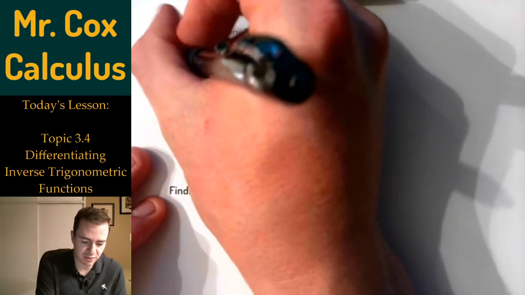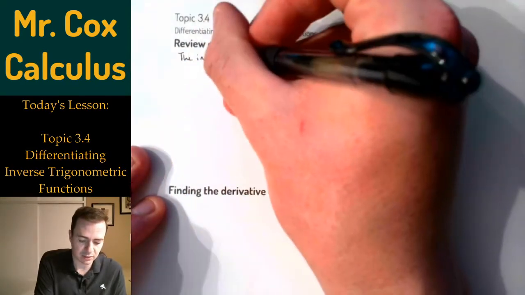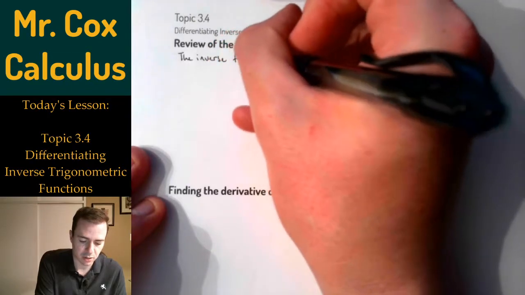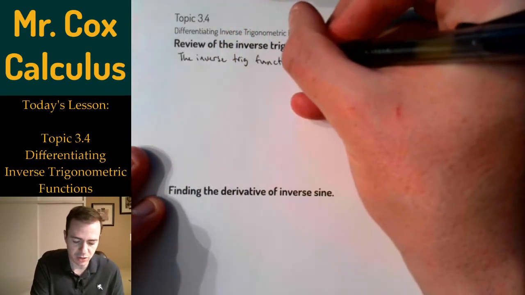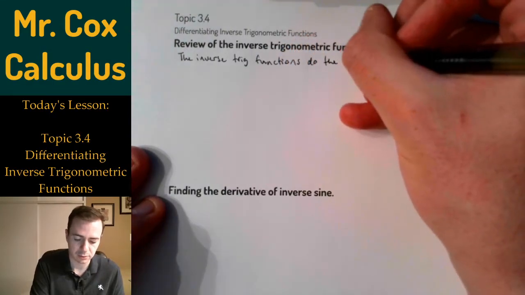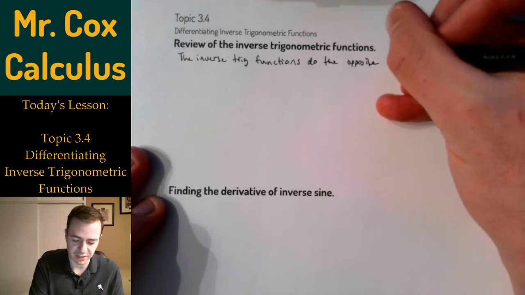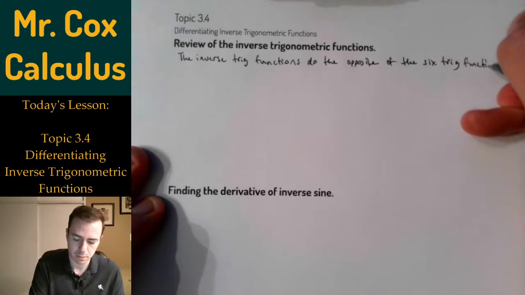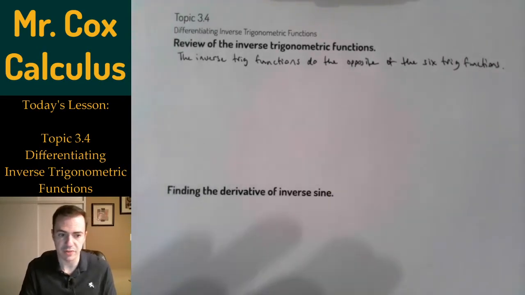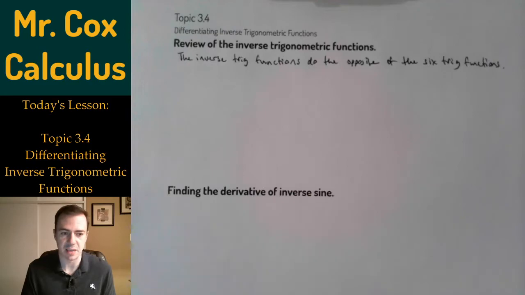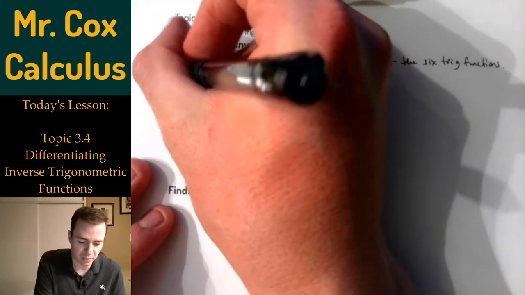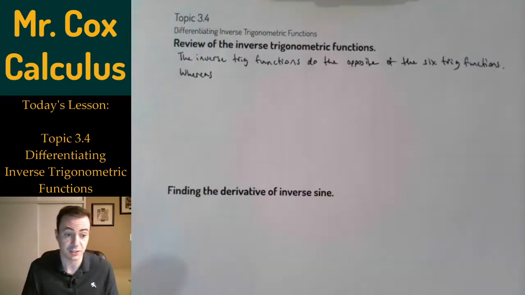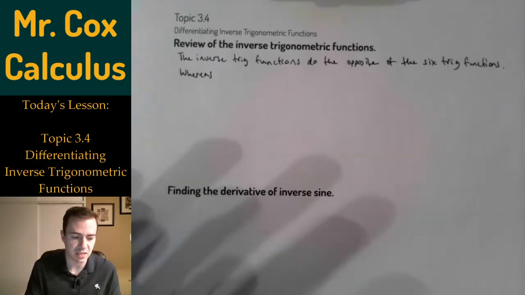The inverse trig functions, like any inverse function, do the opposite of the 6 trig functions. So for example, the square root of x is the inverse of x squared. They undo each other, so to speak. And so the same is true with things like arc sine as opposed to sine. Those are inverse functions. We talked about in the previous lesson how with inverse functions, you have this swapping of the domain and the range, or the inputs and outputs.